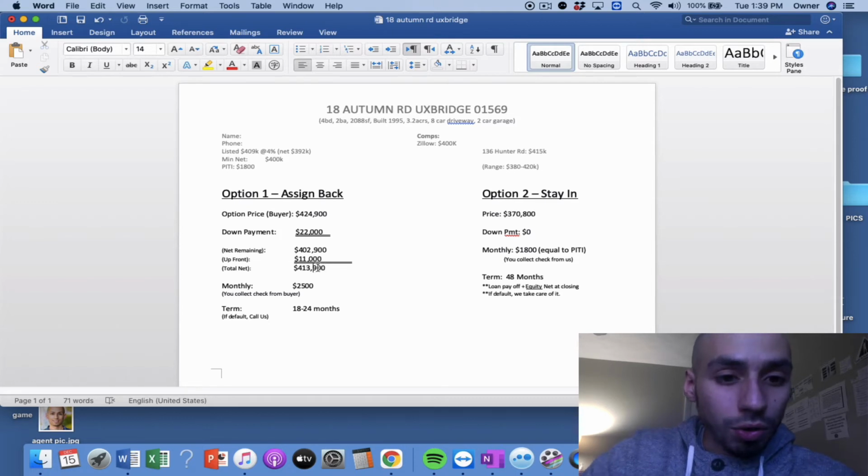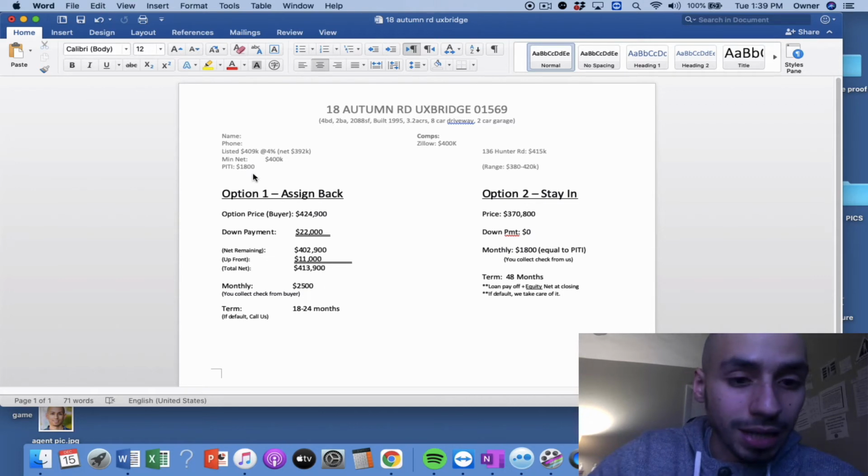All right, so notice how this is always going to be more than the minimum net most times. So in this case, they're actually going to net more than what they were expecting. The monthly is $2,500 to them. This is because this is what the market will bring. It's $2,500 a month, even though their PITI is $1,800. They're going to receive about $700 a month in cash flow with this option.